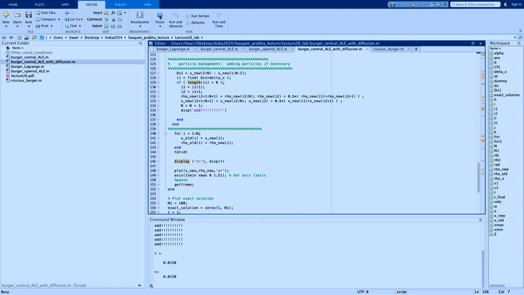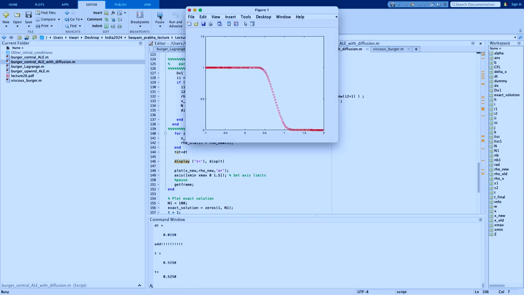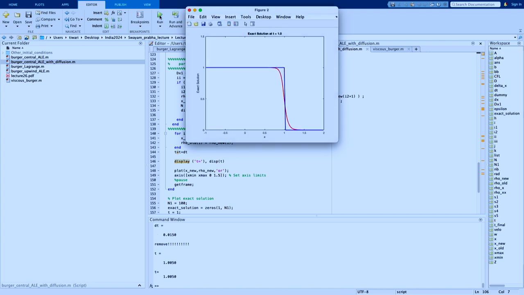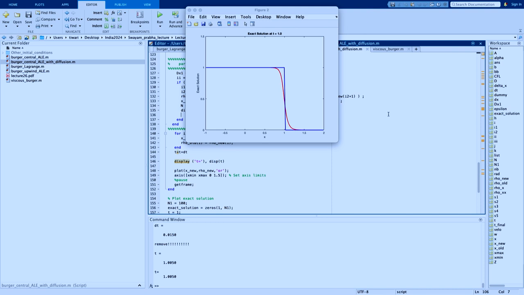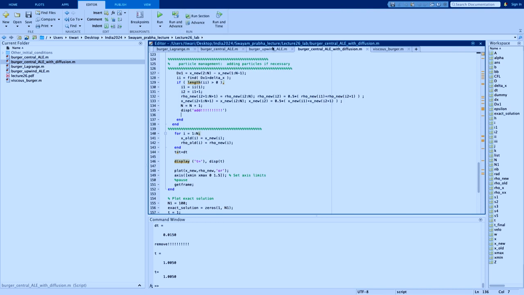Let us take the solution. So it is even more diffusion here. Diffusion on the left as well as on the right. But at least with the upwinding, we do not have much diffusion here. Yeah. Let us come here. Let's go again with the upwinding scheme.